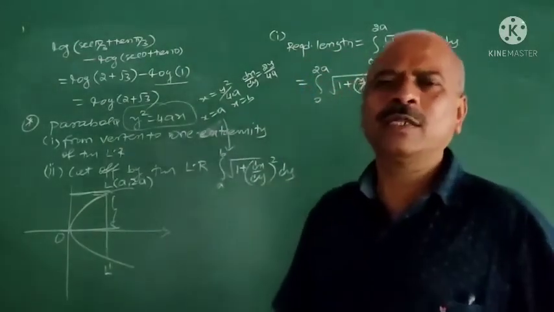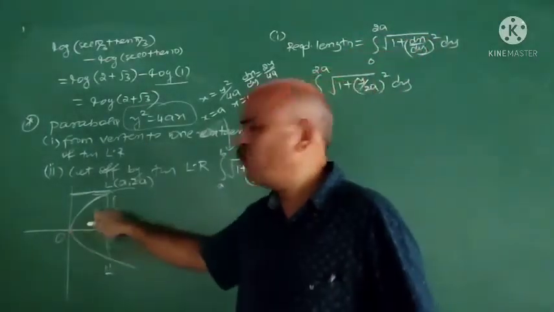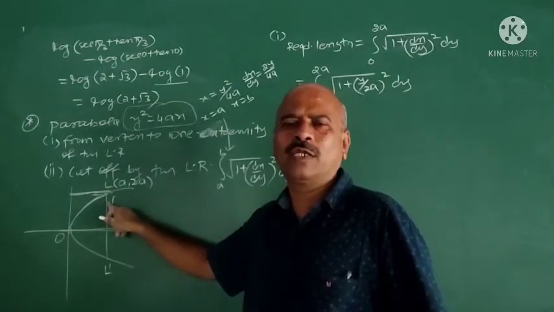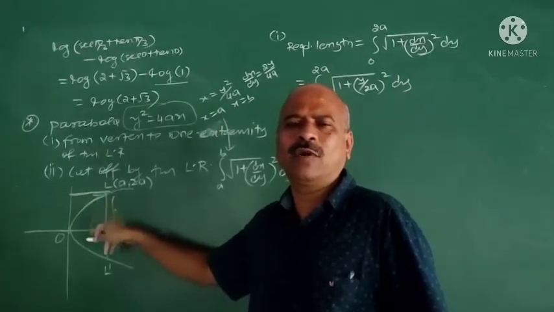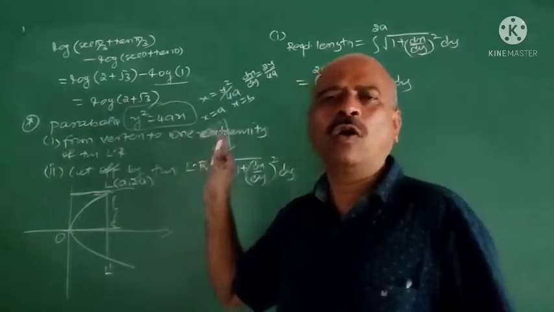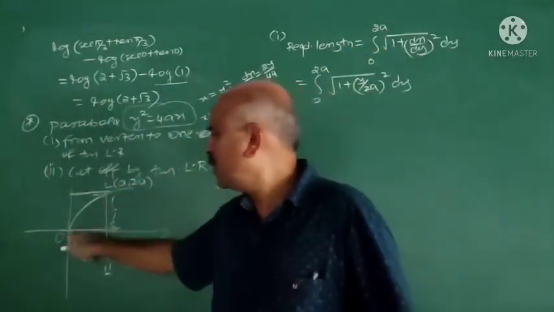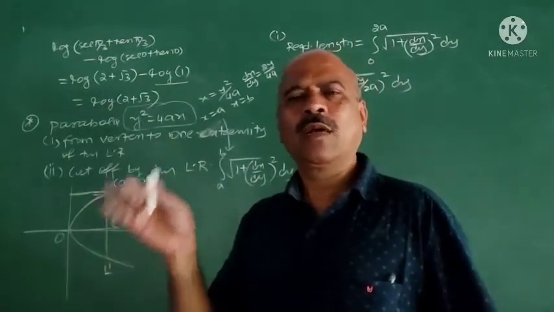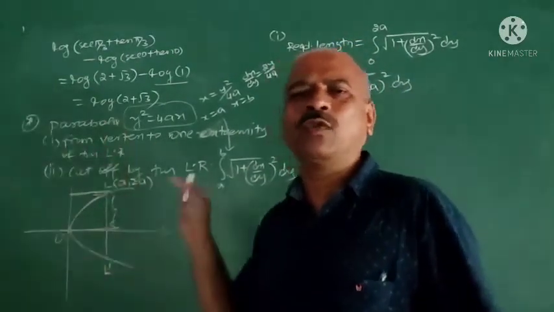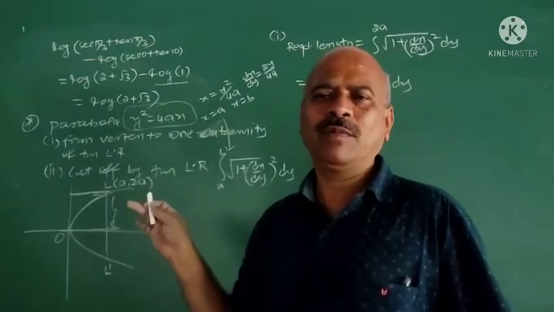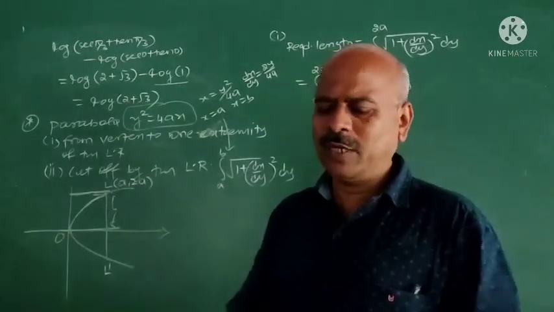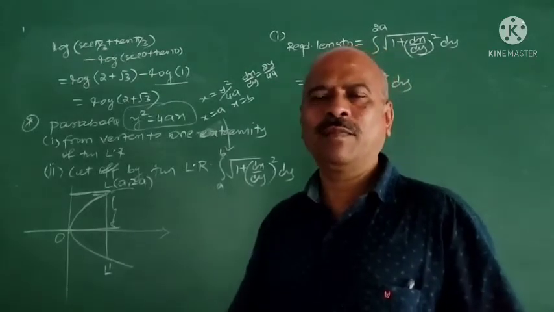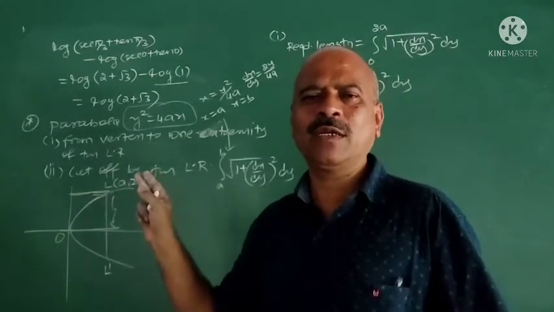The interesting thing is, this length is the same for all the 4 parabolas. There are 4 parabolas: x square is 4ay, y square is 4ax, x square is minus 4ay, y square is minus 4ax. For all the parabolas, this length is the same. That means the shape is the same, the curve is exactly the same, but the direction in which the parabola opens is different. What is the answer we have obtained? a into root 2 plus log of root 2 plus 1. Exactly the same answer we will get here.